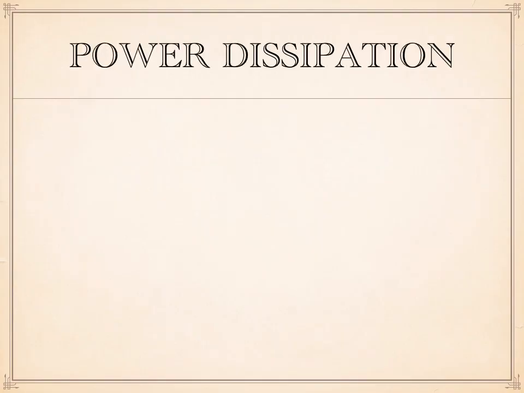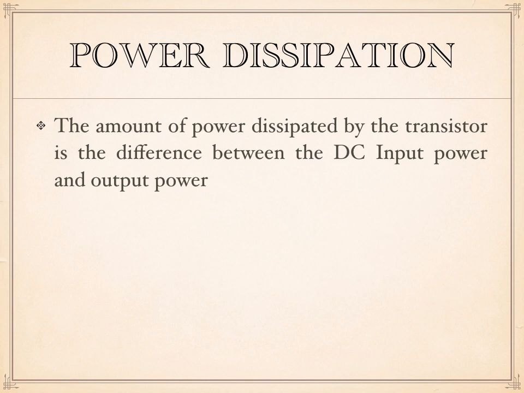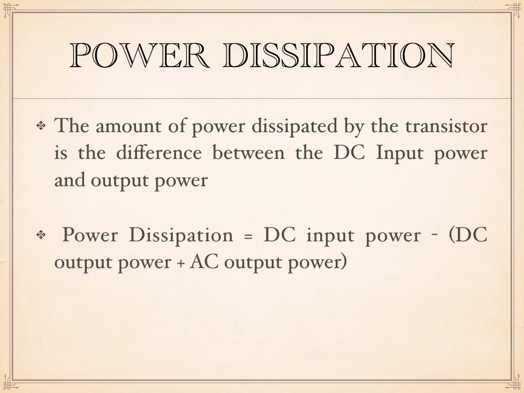Another important parameter is the power dissipation. The DC power which is not used by the transistor or converted to AC is dissipated by the transistor. So, it is the difference between the DC input power and output power. Now, output power has two components, DC output power and AC output power. DC output power depends on the Q point or the operating point.